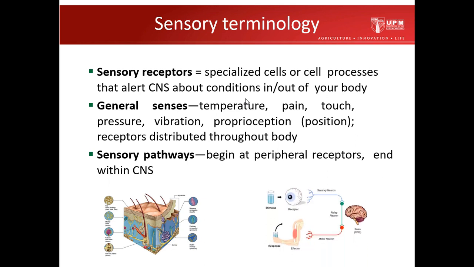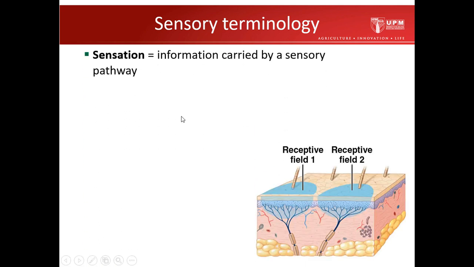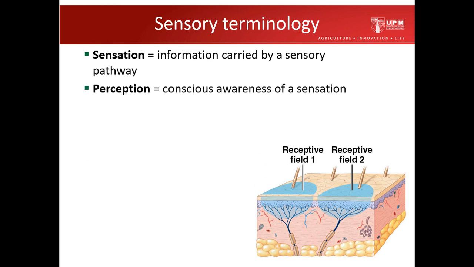So the next one is the sensory pathway. Sensory pathway will begin at the peripheral receptors and it will bring the information to the final destination within the central nervous system. The arriving information is called sensation, while the conscious awareness of a sensation is known as perception.